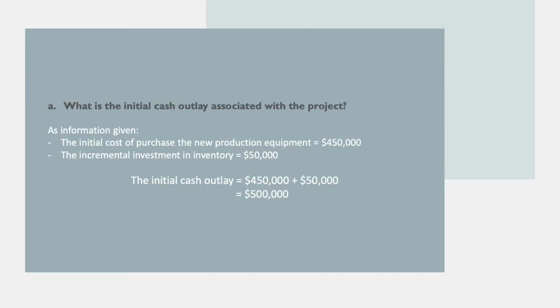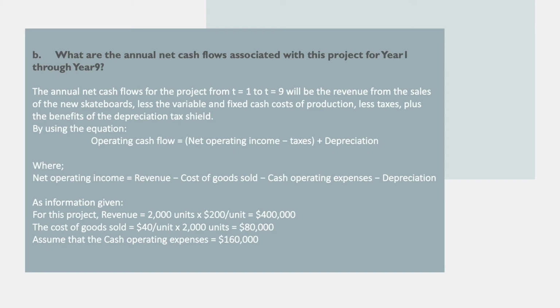For question A, what is the initial cash outlay associated with the project? As the information given, the initial cost of purchase of the new production equipment is equal to $450,000. The incremental investment in inventory is equal to $50,000. The initial cash flow for the gas-powered skateboard project will be the cost to purchase the new production equipment, plus the incremental investment in inventory, which when we sum it up will be equal to $500,000.